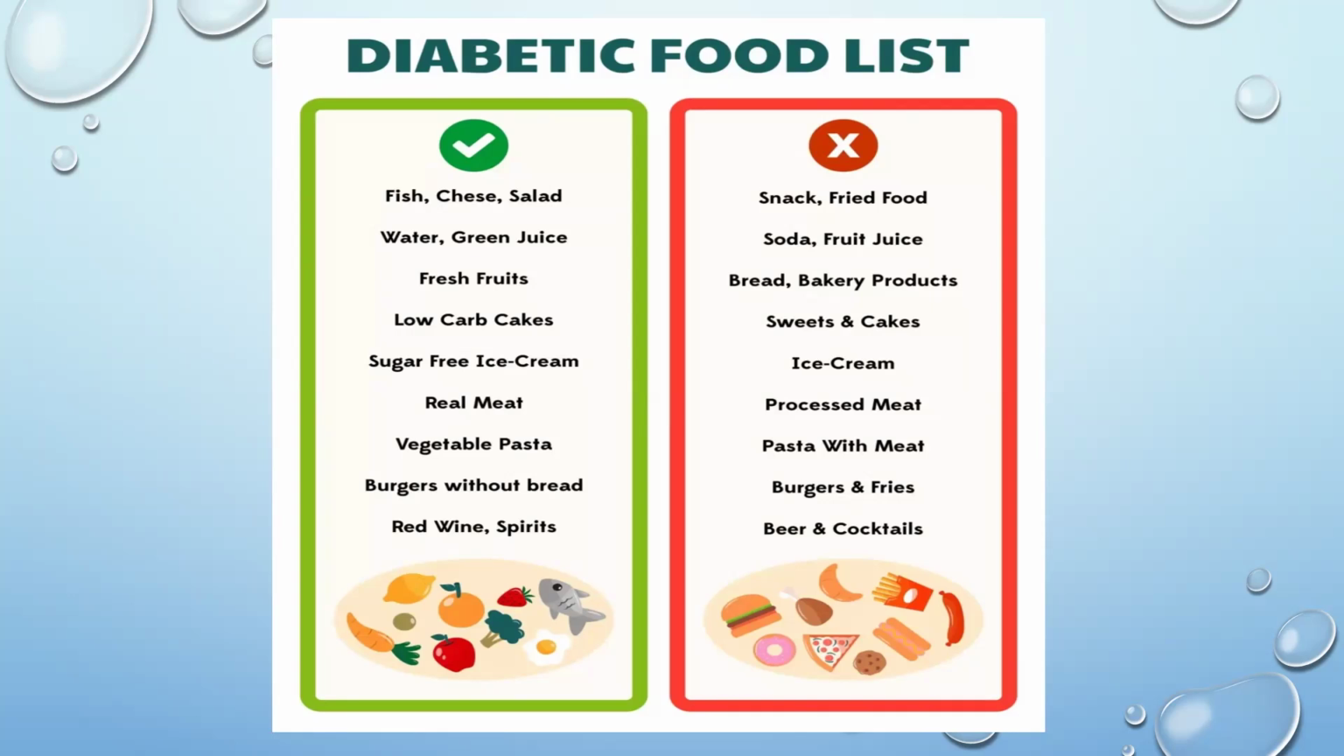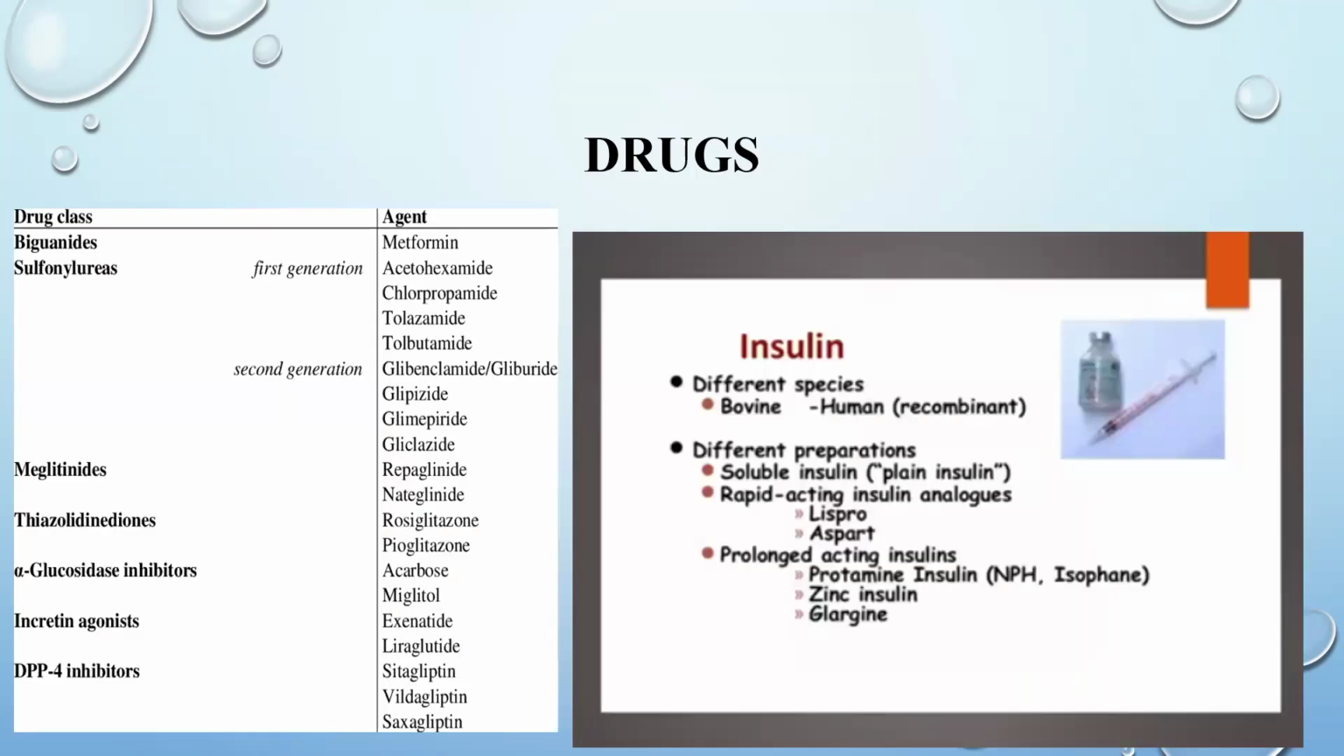creams, red meat, vegetables, burgers without bread, especially white bread, and red wine and spirits, while the person should not consume snacks, fried foods, processed foods, bread or bakery products, sweets and ice creams, cakes, processed meat, pasta, burgers, fries. The processed or high carb diet is basically not indicated for patients with diabetes.